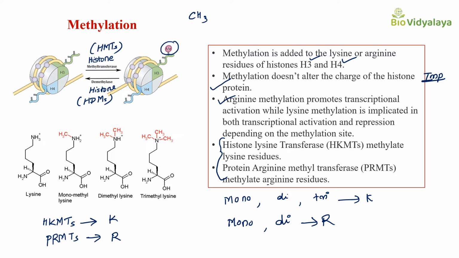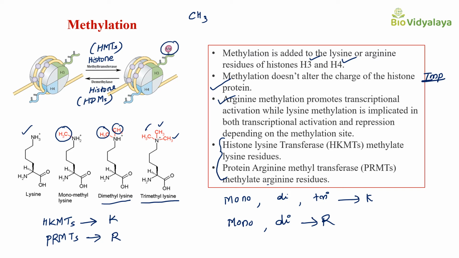Here you can see that this is lysine and here one methyl group is there. This is monomethyl lysine, monomethylation. Here two methyl groups are there and here dimethyl lysine. And here three methyl groups, so this is trimethyl lysine. But for arginine only mono and di. Okay.